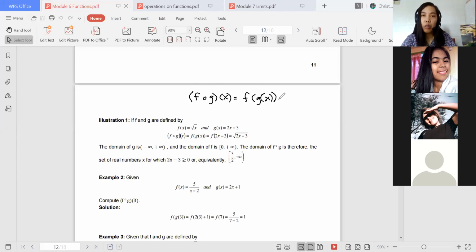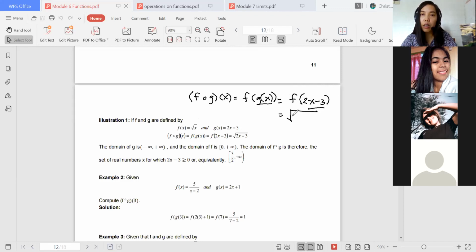So how are we going to do that? You copy first f. And what is our g of x? Our g of x is 2x minus 3. And you're going to plot 2x minus 3 in f. That will be your variable in f. So for f of x, that is square root of x. So you will just follow square root. This will be your x in f. Okay, square root of x.